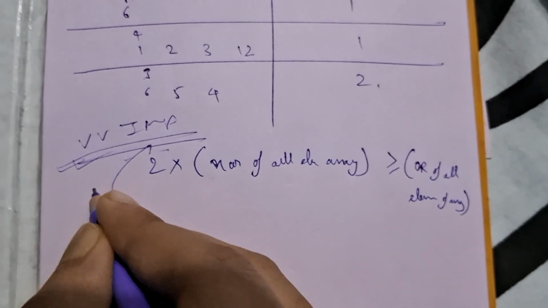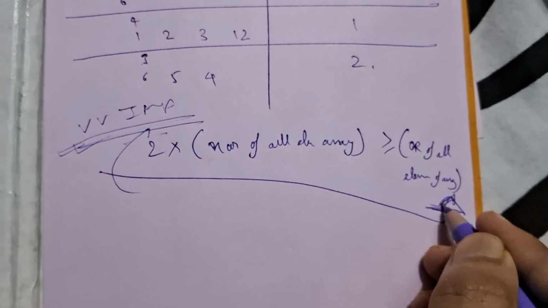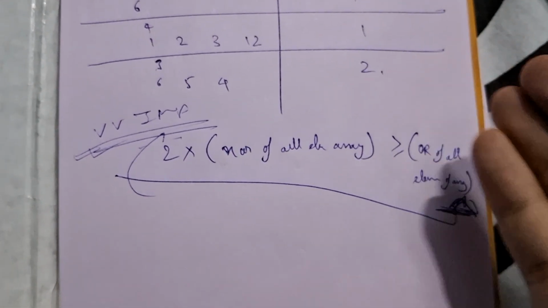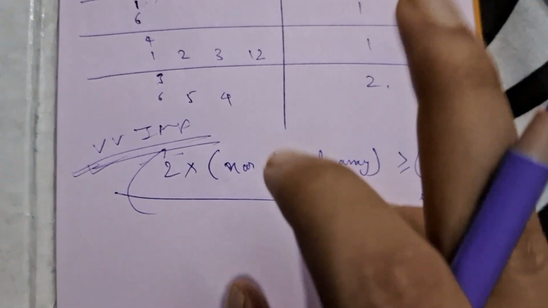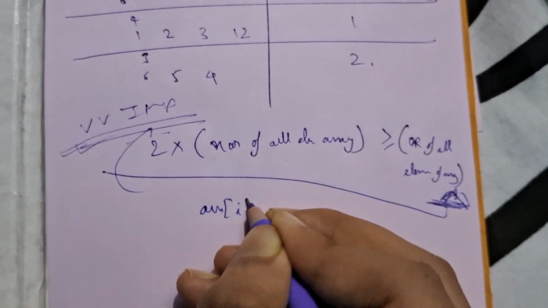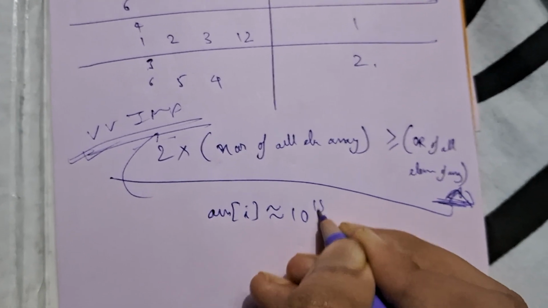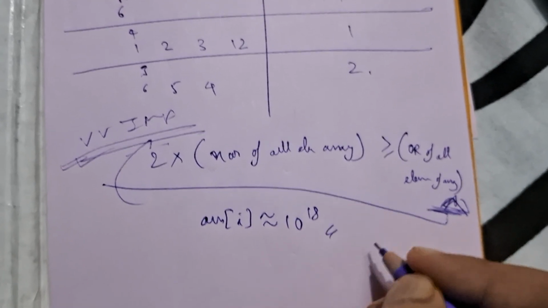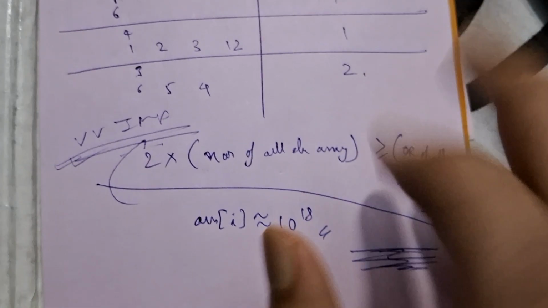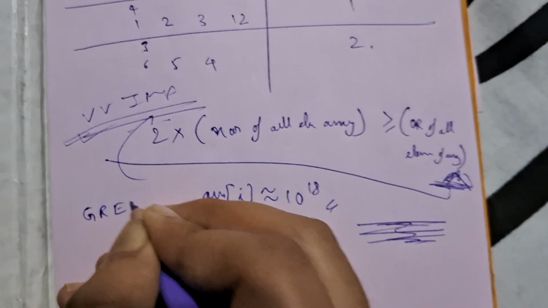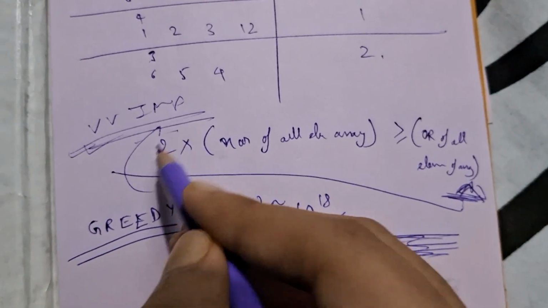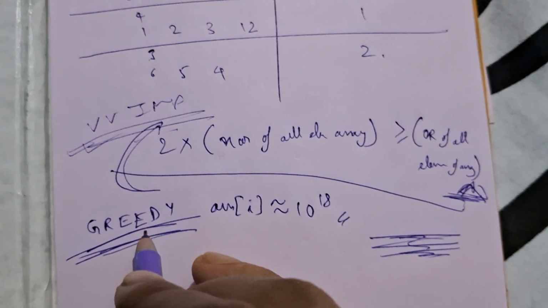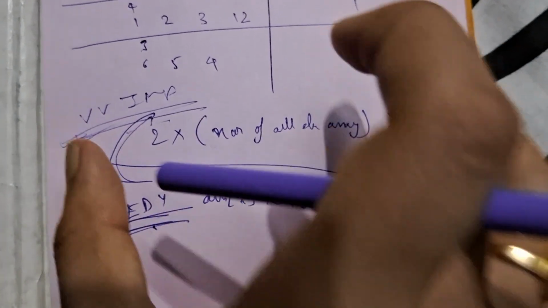From this we can derive one thing: no matter what the XOR is, twice of it is greater than or equal to the OR of all elements. And remember, the value of A[i] is in the range of 10 to the power 18. So we could use a bitwise approach, but in this method I will be talking about the greedy approach. I won't get into the derivation of why I am doing this, because the explanation is very complex.